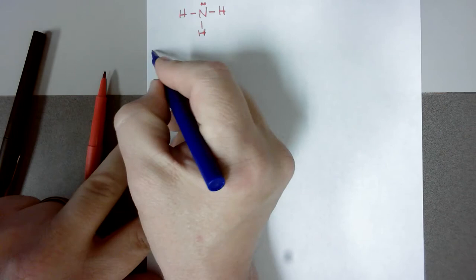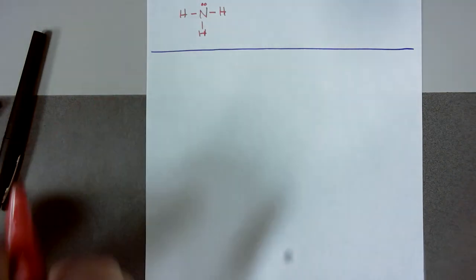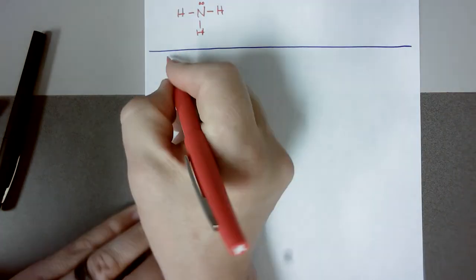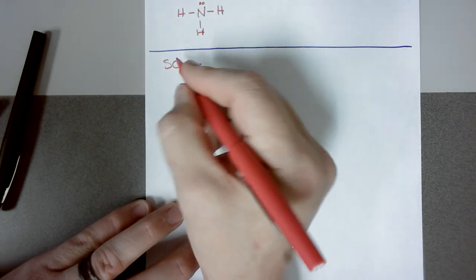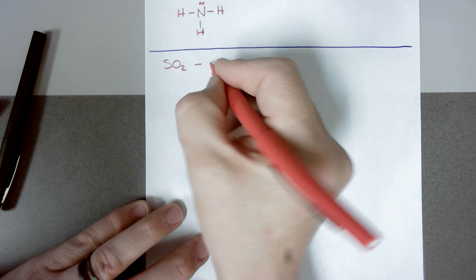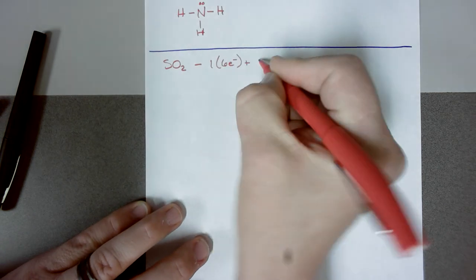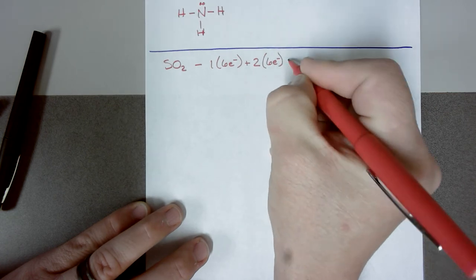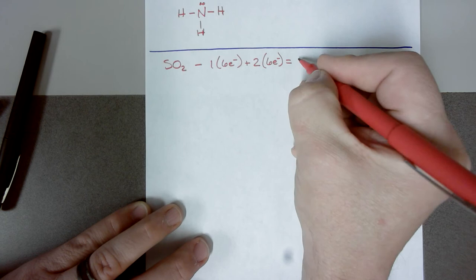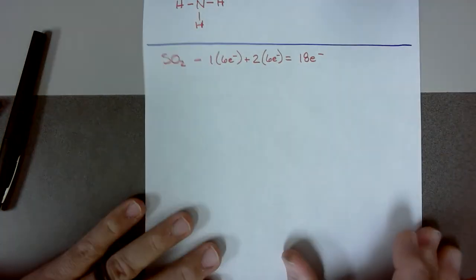Let's try another one. Let's look at sulfur dioxide this time. SO2. Now, with SO2, we're going to figure out the valence electrons. We have 1 sulfur. Sulfur has 6 valence electrons, plus 2 oxygens. Each oxygen has 6 valence electrons. So that's 12, 18 electrons. So sulfur dioxide has 18 electrons.